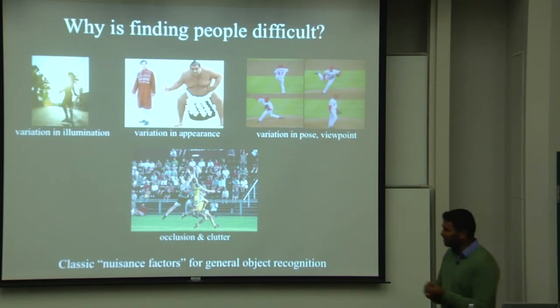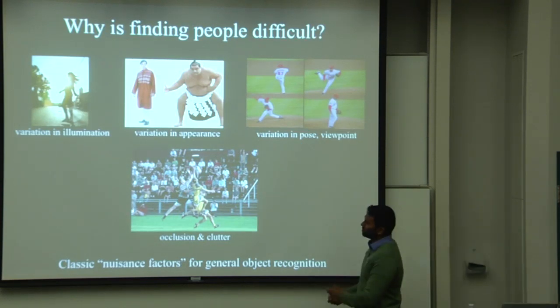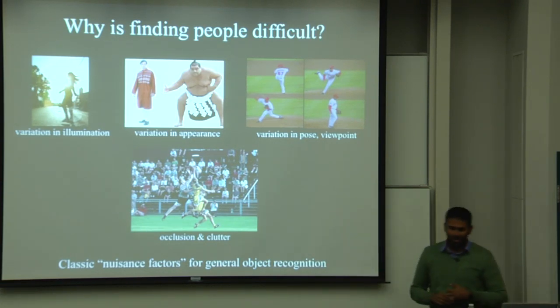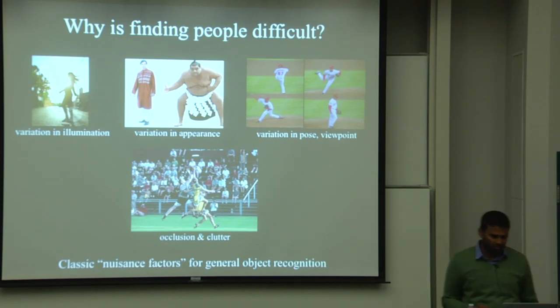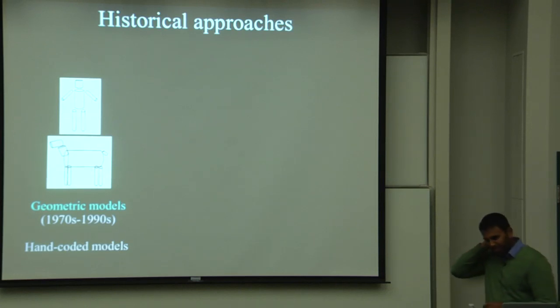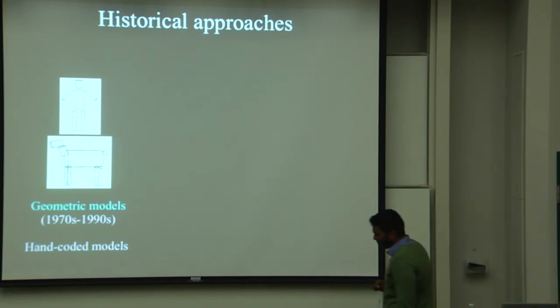The reason why this is hard is because people vary in appearance due to illumination, shapes and body sizes, clothing, pose, and occlusion and clutter. These are classic nuisance factors for general object recognition. And these are the reasons why it's not just hard to find people, but also to find cars and other objects.